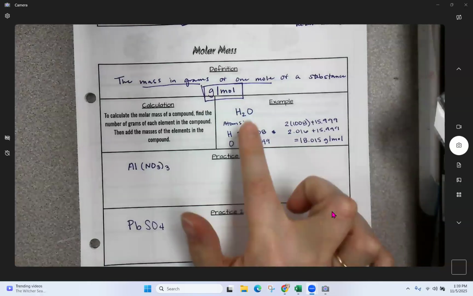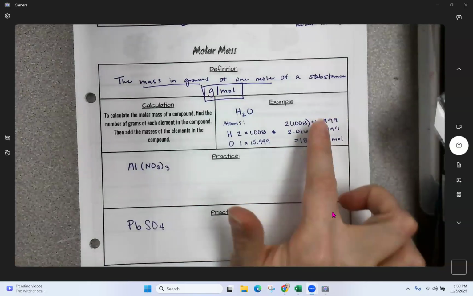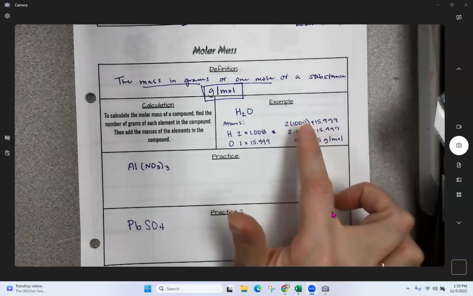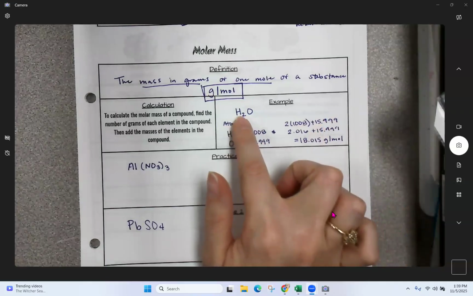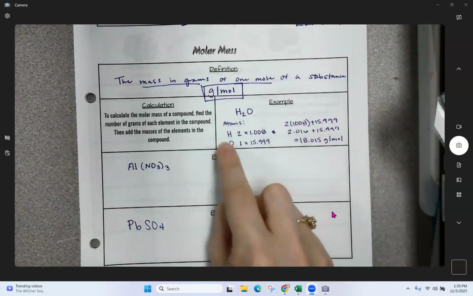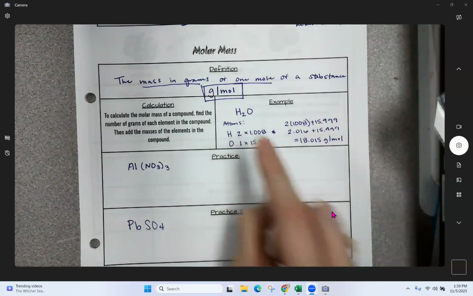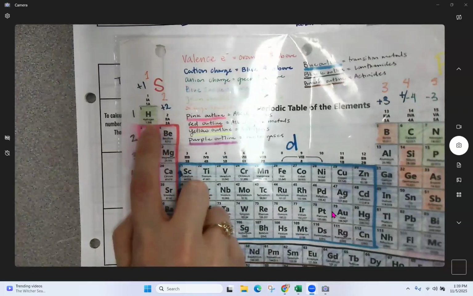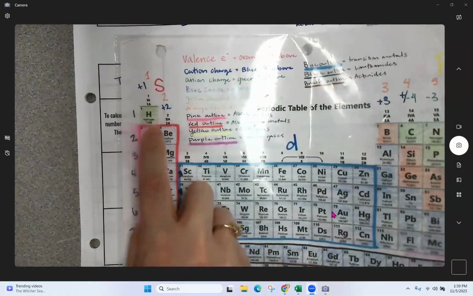So here's an example already written out for you. You can do it this way if you understand the algebra and the parentheses. That'll work. What this is saying is there are 2 hydrogens and 1 oxygen in a molecule of H2O. So if you count your atoms, you have hydrogen and oxygen. You have 2 of them. Hydrogen's molar mass is going to be what is represented here on the periodic table.